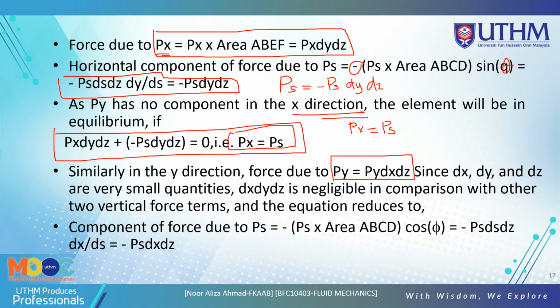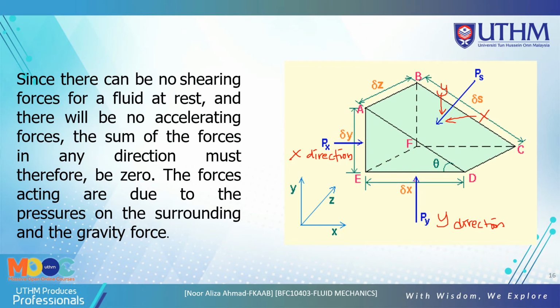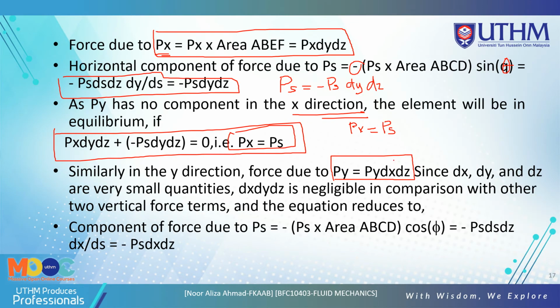Pressure at y is equal to Py times dx dz, because of the length of dx and dz here. So Py times the area of this part here. Since dx, dy, and dz are very small quantities, dy is negligible in comparison with the other two. So no need to worry about this one.